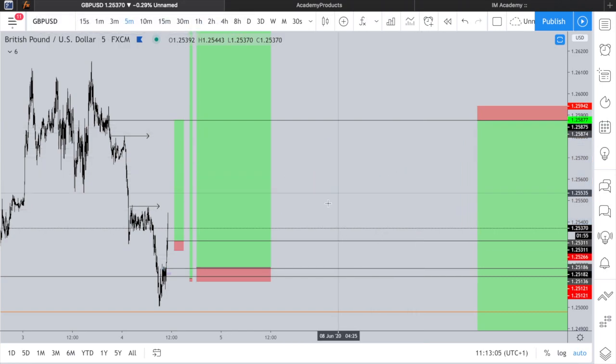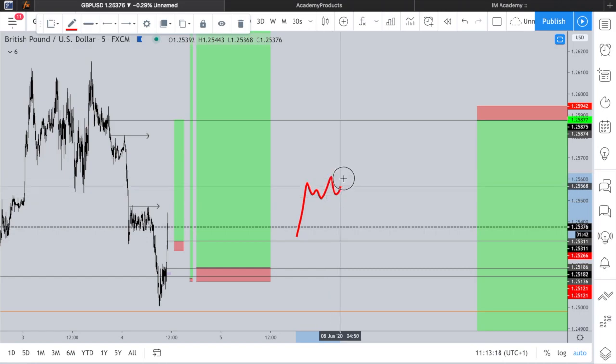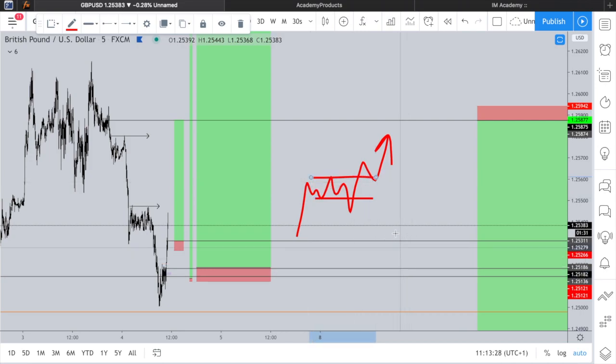If we don't get any type of distribution schematics, or on the other hand, if we get reaccumulation, how would I know this? How would I know it's a reaccumulation? As we start to create those distribution schematics within a reaccumulation, you'll start to manipulate those lows and break the structure to the upside, right? So that's how I'll know we're looking at that reaccumulation to the upside.